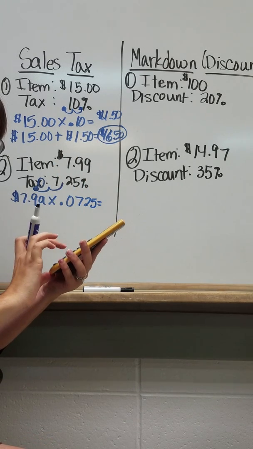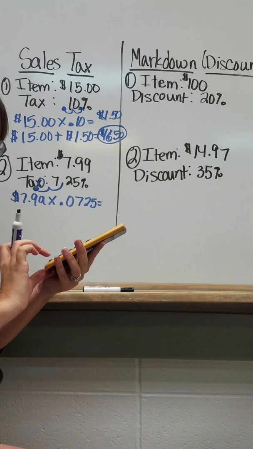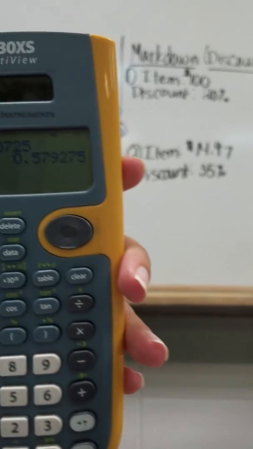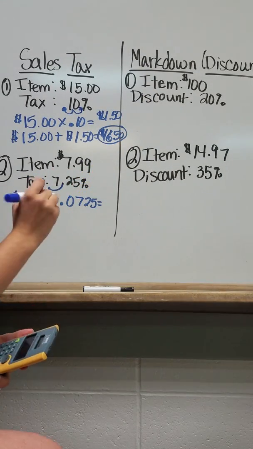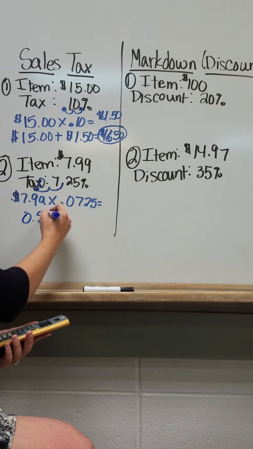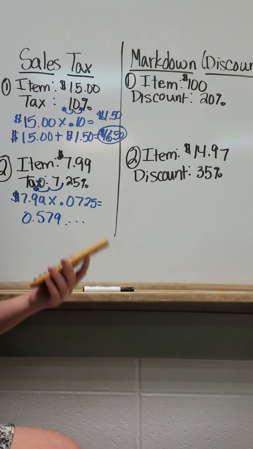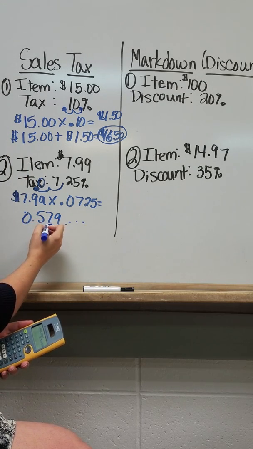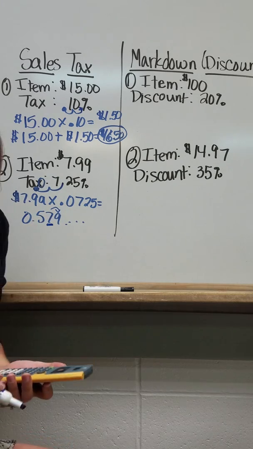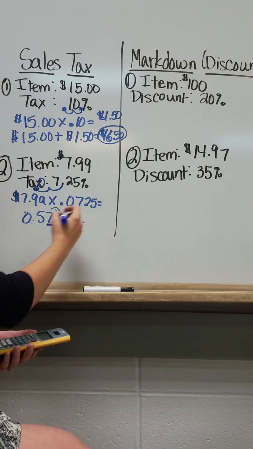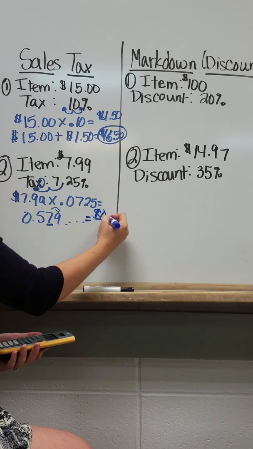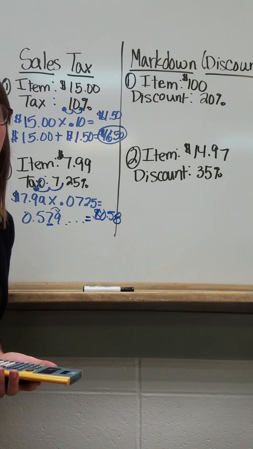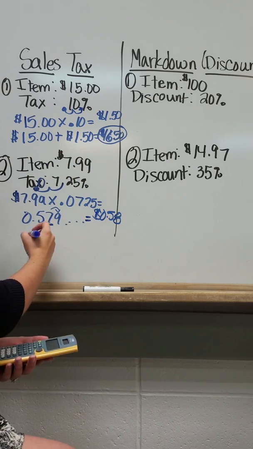Get all those numbers in there. This is where I'm going to type it in. $7.99 times 0.0725. Uh-oh, I get a crazy answer. We're going to round it. So I have 0.579 and on and on and on. Remember, I only need 2 digits. So I'm going to see that I have a 7 here. Look to the right. That 9 is going to bump my 7 up to an 8. Oh no. So I have 58 cents.